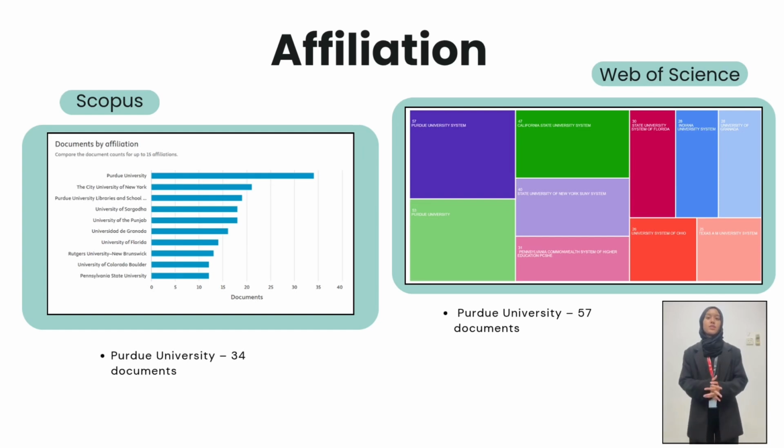The second one is affiliation. In terms of institution, Purdue University is the most active in presenting studies related to this topic. In Scopus, they have published 34 documents, while in Web of Science, they produced 57 documents. This highlights the significant role of Purdue University in advancing information literacy among students.